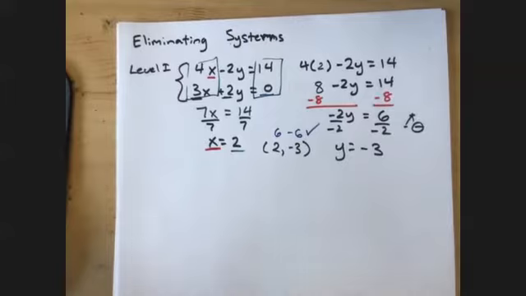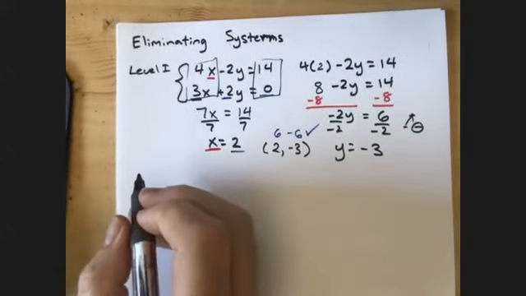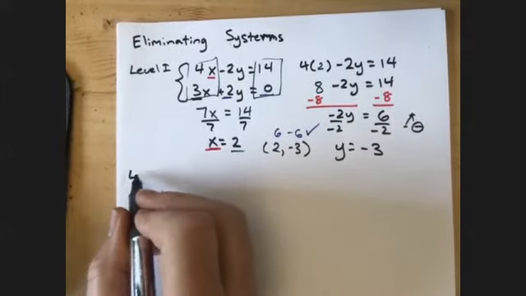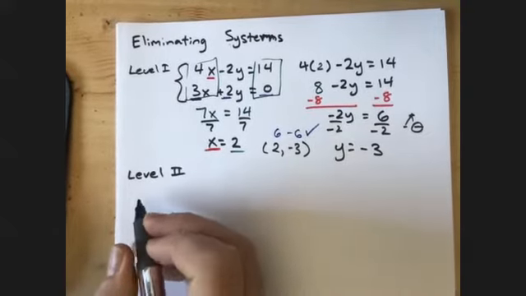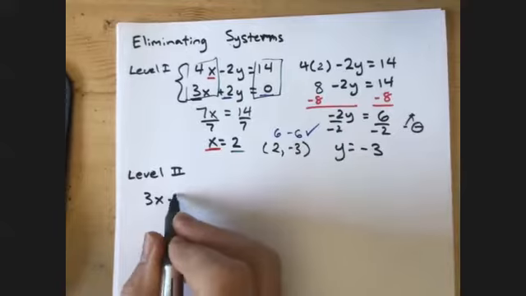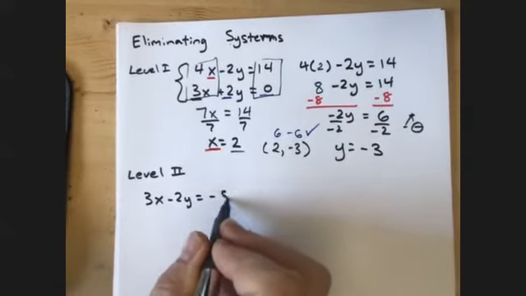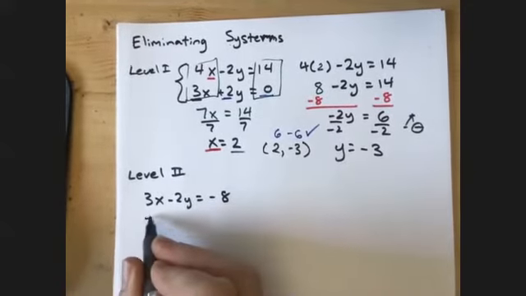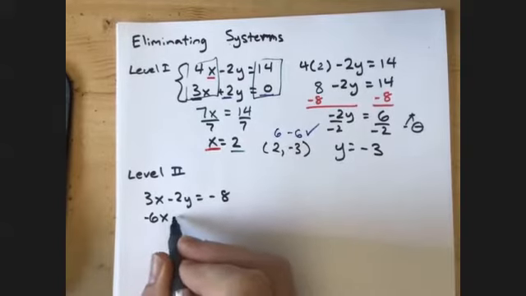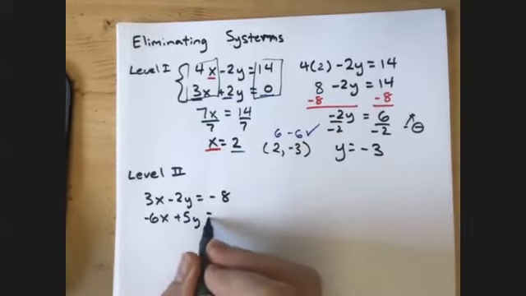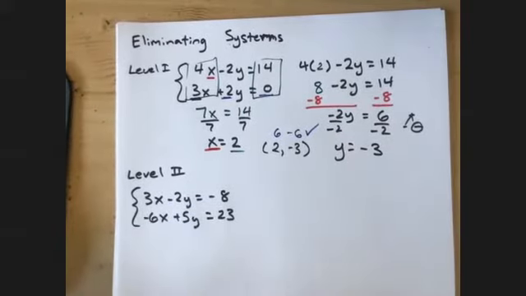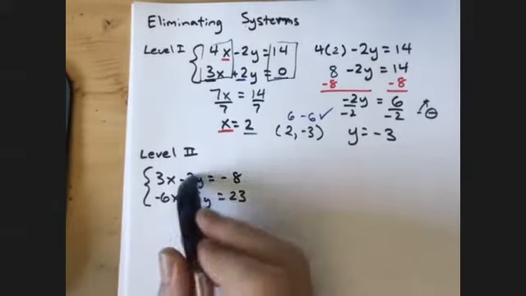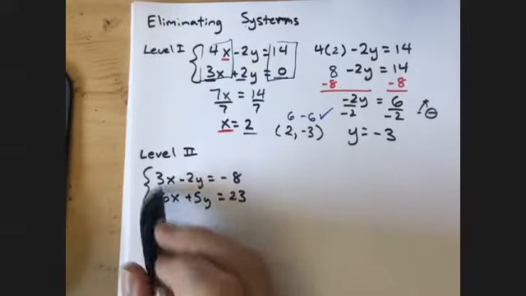That's a level 1. Level 2, you will see, is very similar, but we have one step we do ahead of time. So level 2, I've got 3x minus 2y equals negative 8, and negative 6x plus 5y equals 23. Now this one, when you look at it, you'll say, wait, nothing eliminates. I've got 2, 5, 6, and 3.